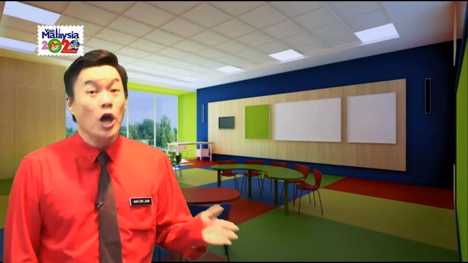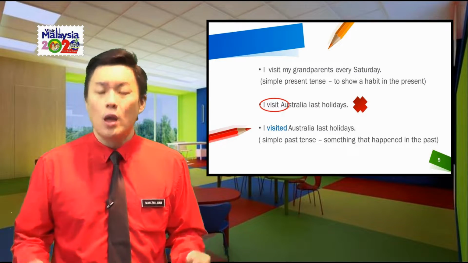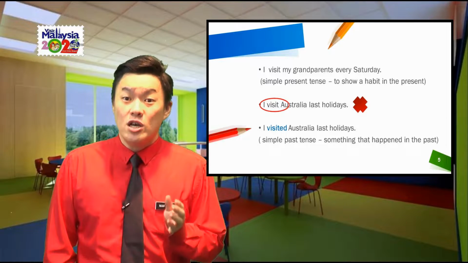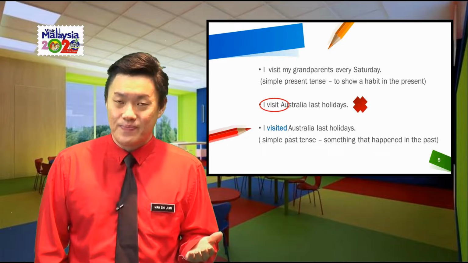So, let's say your parents bring you to your grandparents' house every Saturday. It is something that happens every week. You went last Saturday, you're going this Saturday, and you will be going next Saturday. So, you would say, I visit my grandparents every Saturday. We use the verb visit, and that's the simple present tense.